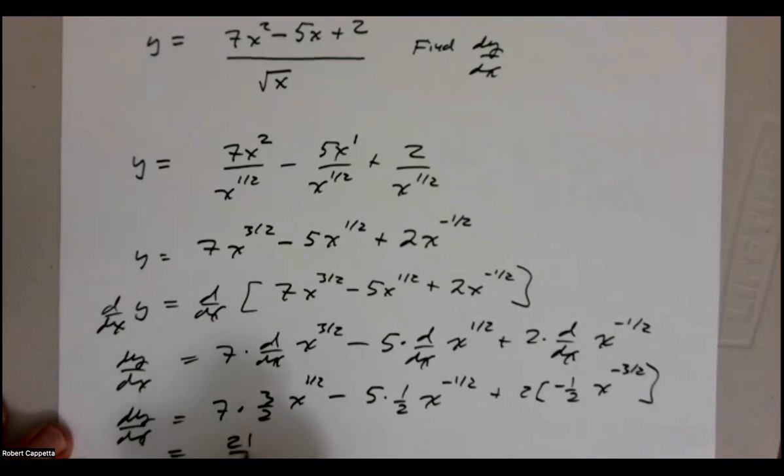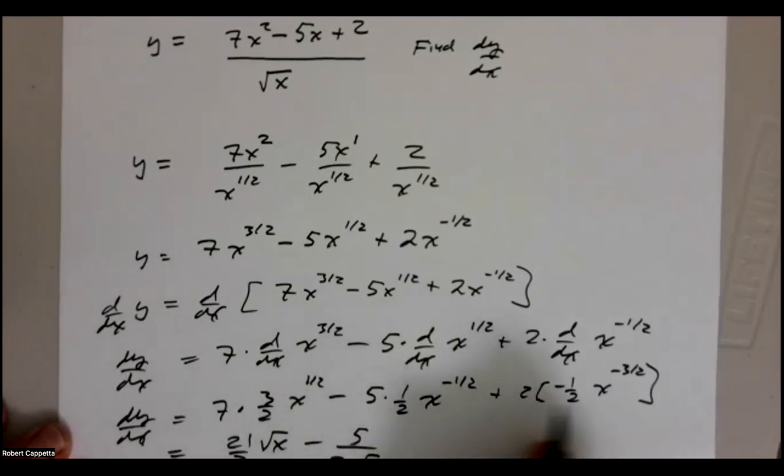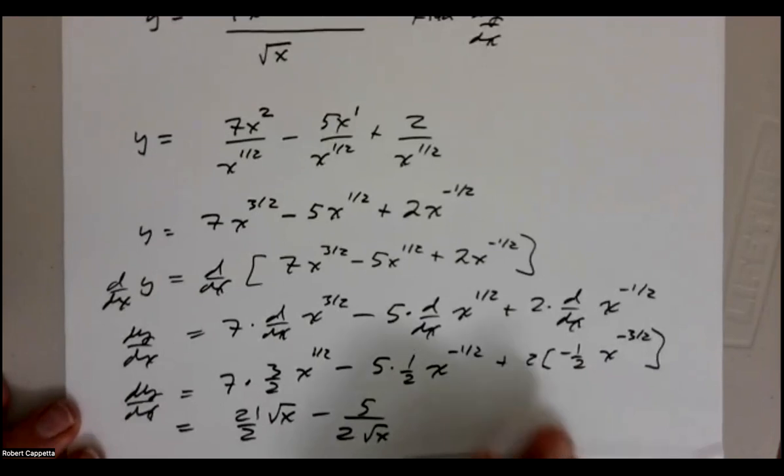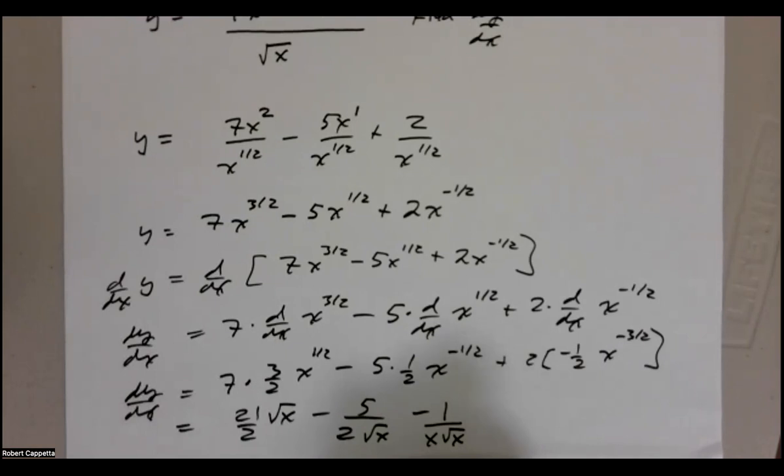7 times 3, 21/2. X to the 1/2 is square root of x. Minus 5 over 2, x to the negative 1/2 is the square root of x downstairs. 2 times negative 1/2 is what? Negative 1. X to the 3/2 over x to the 3/2, which is x root x, if you want to write it that way. Although, like I said, I would be okay with x to the 3/2 down there as well.